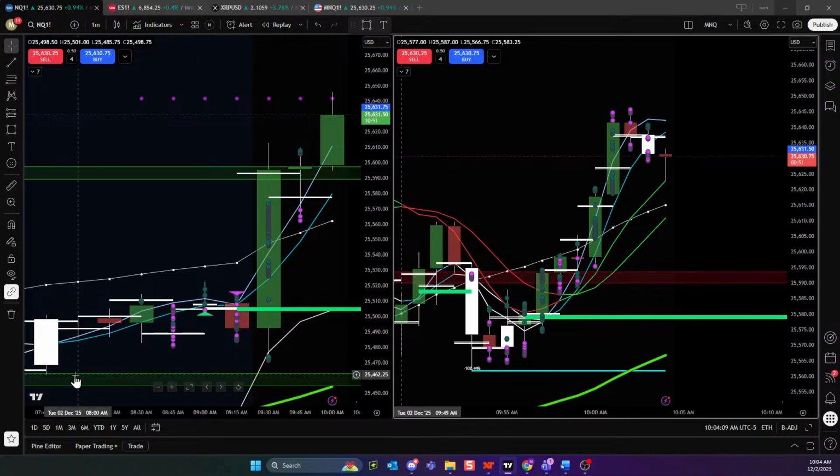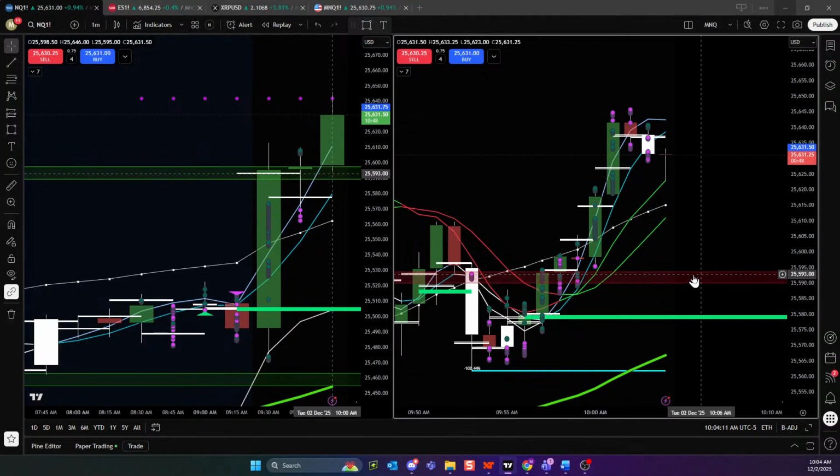Now you have a supply and demand zone on the red. This can be an entry area. Absolutely it can.